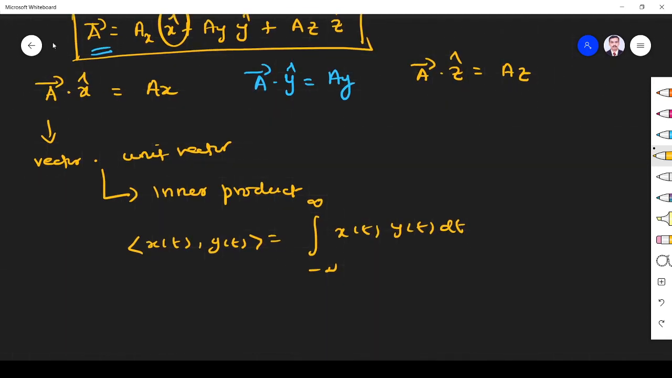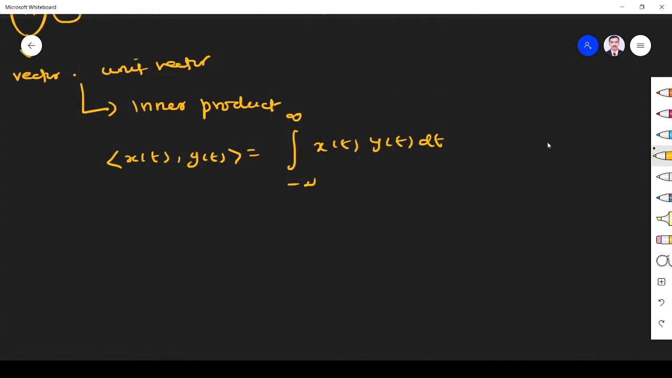But the thing is, if I want to find the component of any vector, I have to take an inner product with the unit vector. For vectors, the unit vectors are x cap, y cap, z cap. For functions, what is the unit vector or unit function? That is where the complex exponential comes into play. What is that? e^(-j omega t). What is the magnitude? The magnitude of e^(-j omega t) is always 1. Right? So that's why we choose the complex exponential as the function.